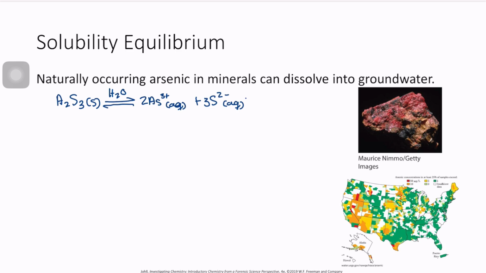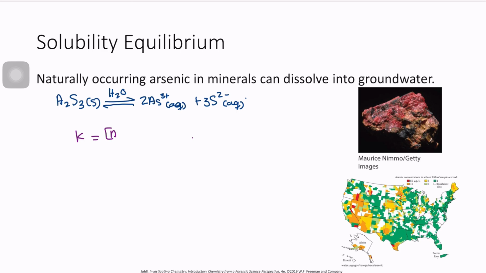Notice that when you are writing the equilibrium reaction for the solubility, I have a solid going to aqueous. So the solid will not exist in my equilibrium expression. And I can write an equilibrium expression for this process.